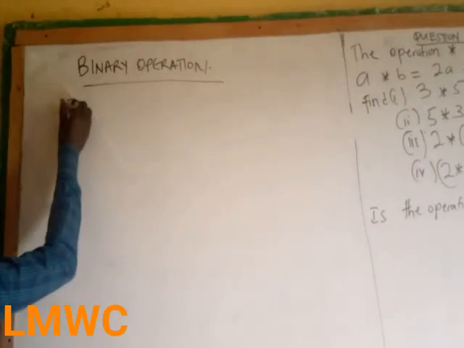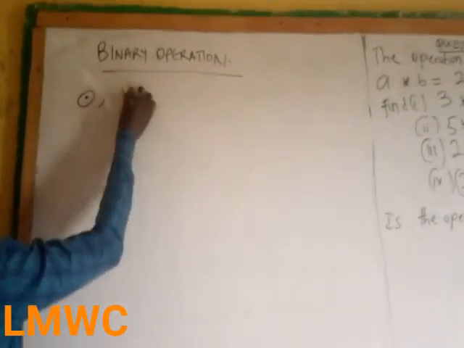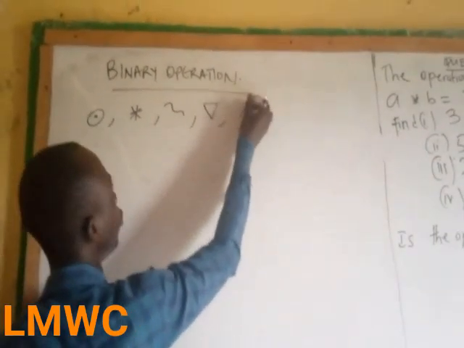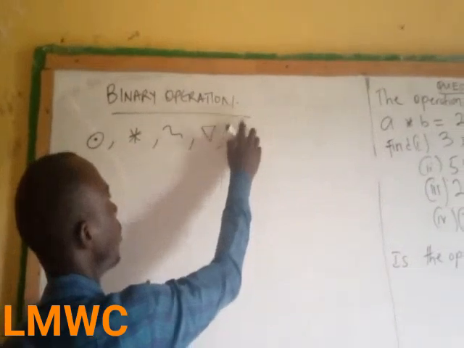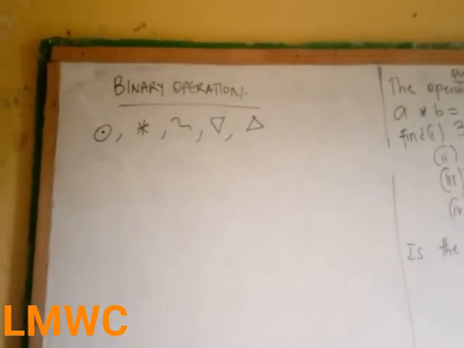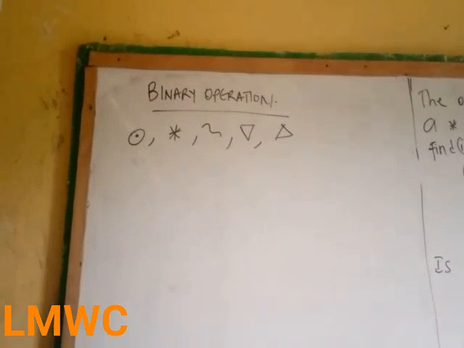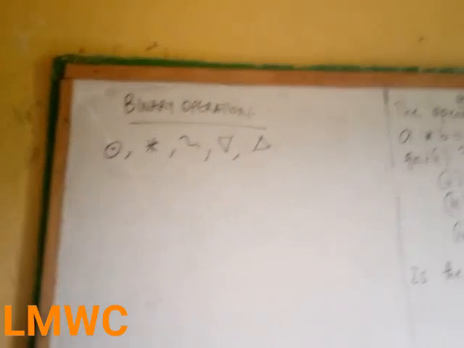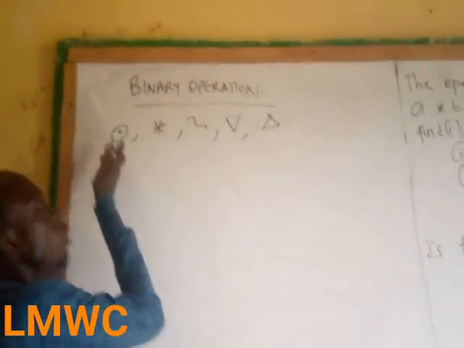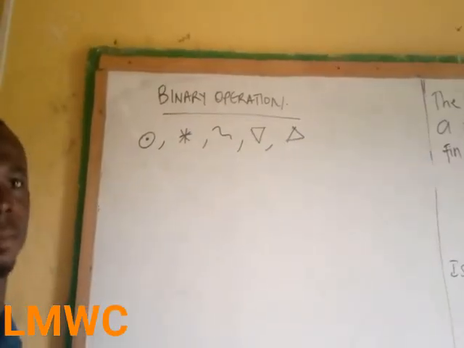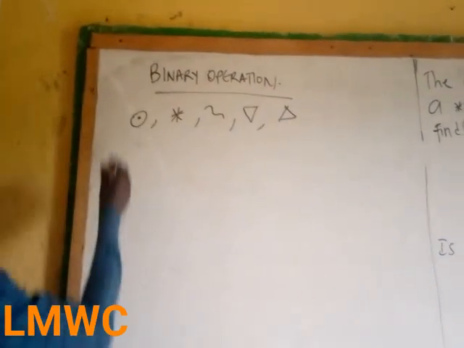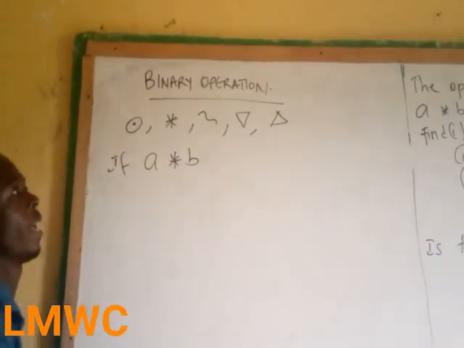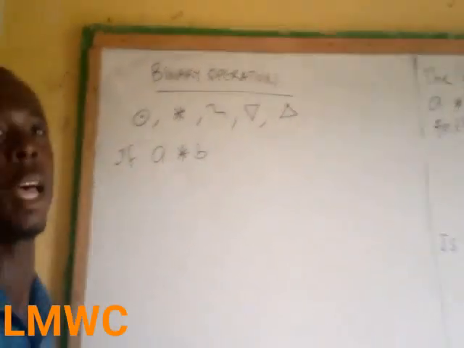So they will give you symbols like this. All these are symbols. I can choose to give you any of these symbols in a formula, and you will always be given a formula to use to solve certain questions. So take note that under binary operations, you will see symbols like this. If I give you, I always call the symbol star.